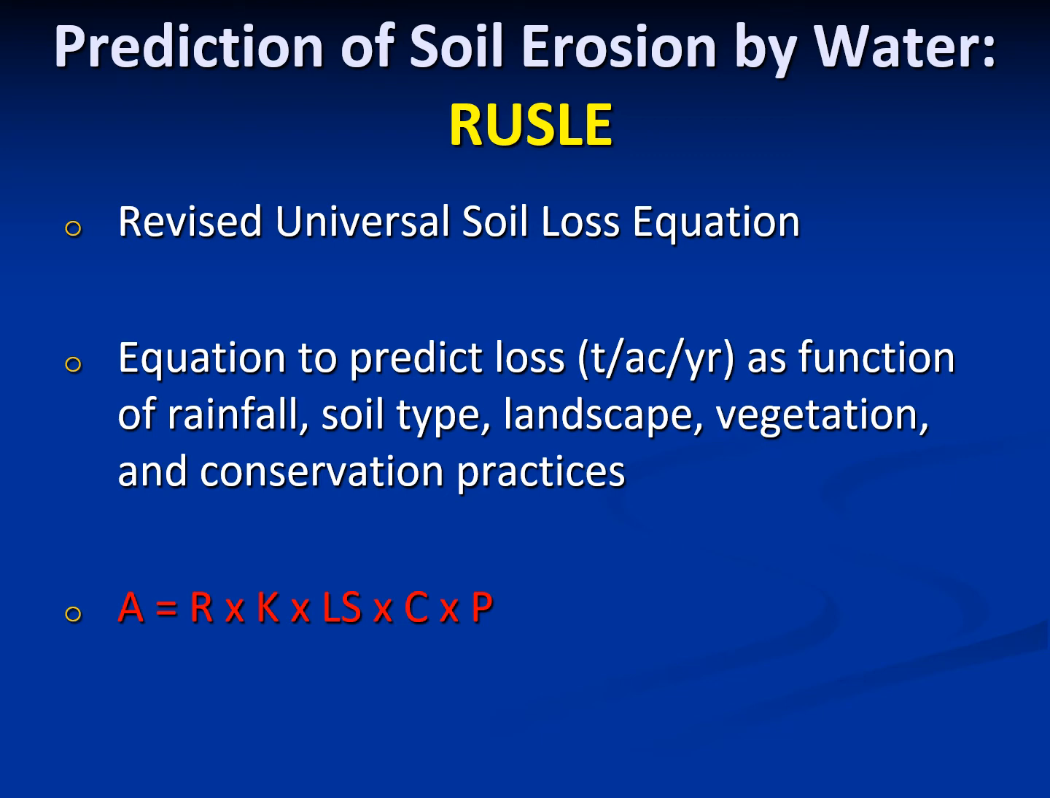It's basically A equals R times K times LS times C times P. And we're going to learn what each one of these things is. You won't be expected to calculate the RUSLE equation, but you will need to define each of the variables.